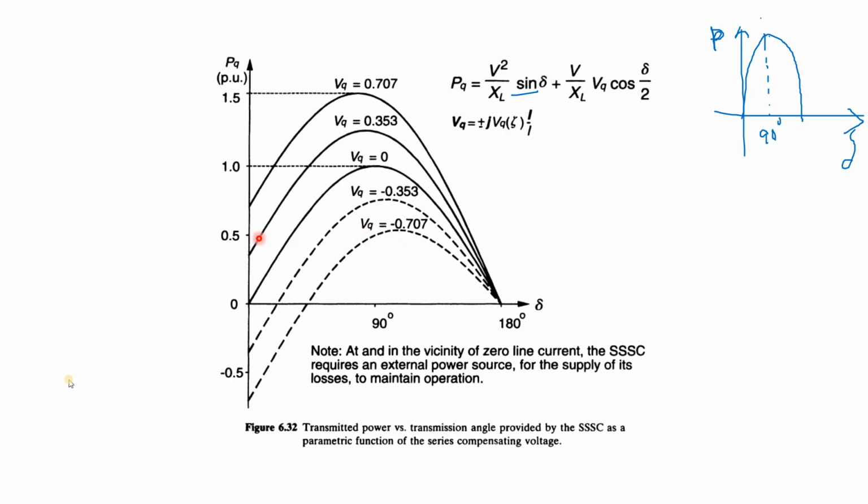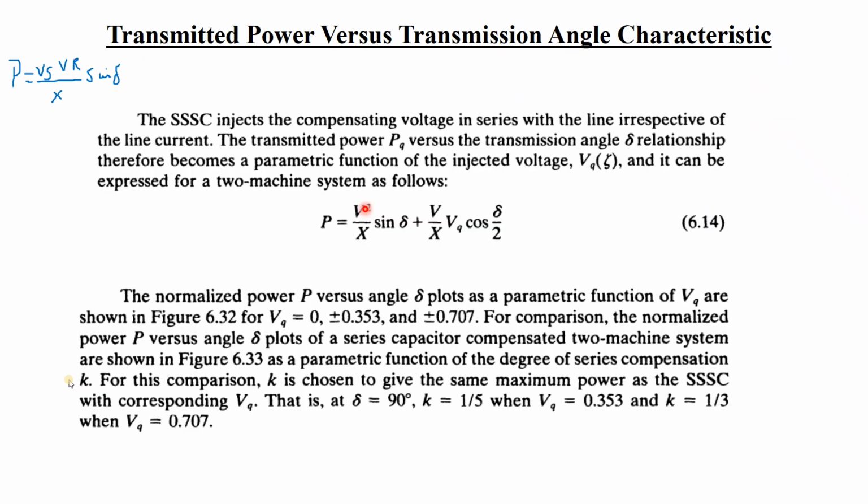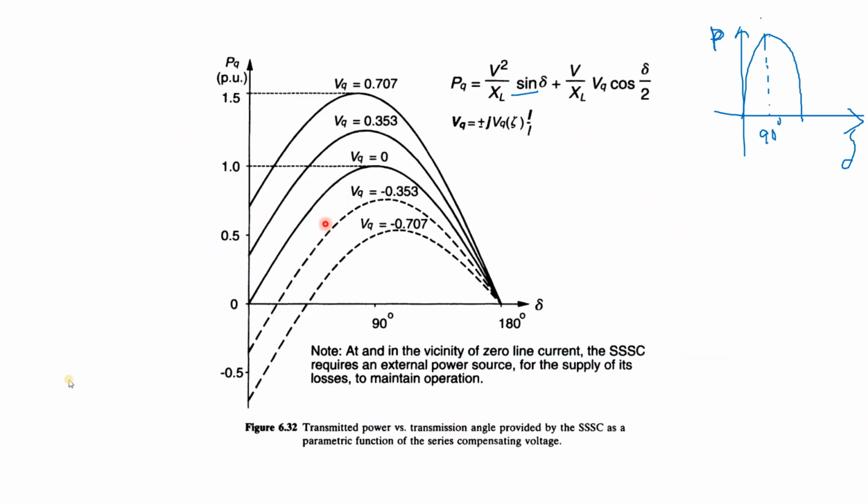That means the first dotted one, you can see it is almost equal to 0.5 per unit, because over here the injected power is minus 0.707, which means that the STATCOM, the SSSC, is drawing power from the system. So if it is drawing power from the system and you are putting this as a minus sign, this equation will be first term minus second term. So obviously the power will decrease, so it is less than 1 per unit.